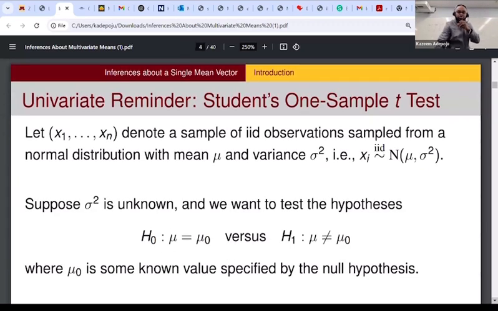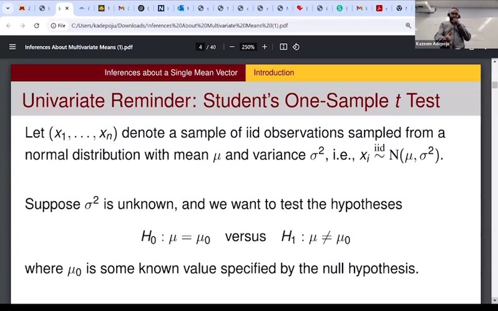For you to be able to understand how we do this, we first need a recap. How do we test hypotheses? How do we construct a confidence interval where we're focusing on univariate? Because if you understand the way we do it in univariate, you will understand the way we do it in the multivariate case. So we want to go back to what you've done before.